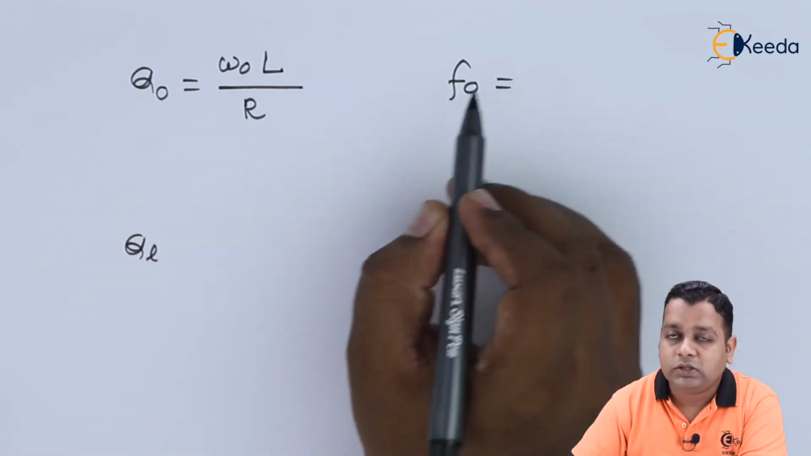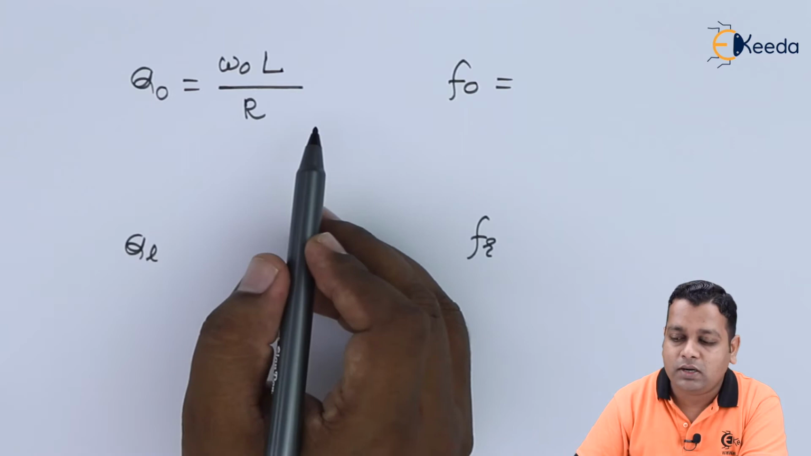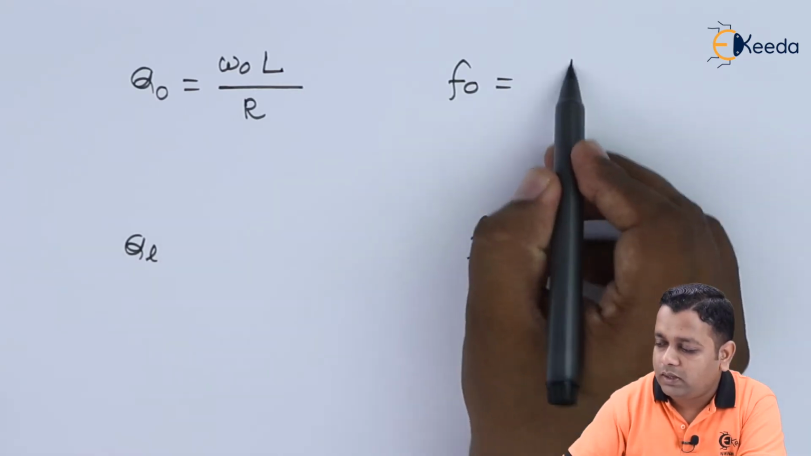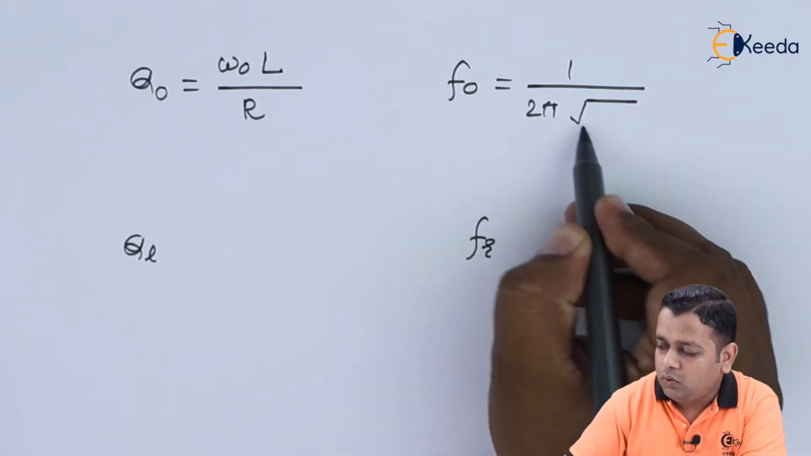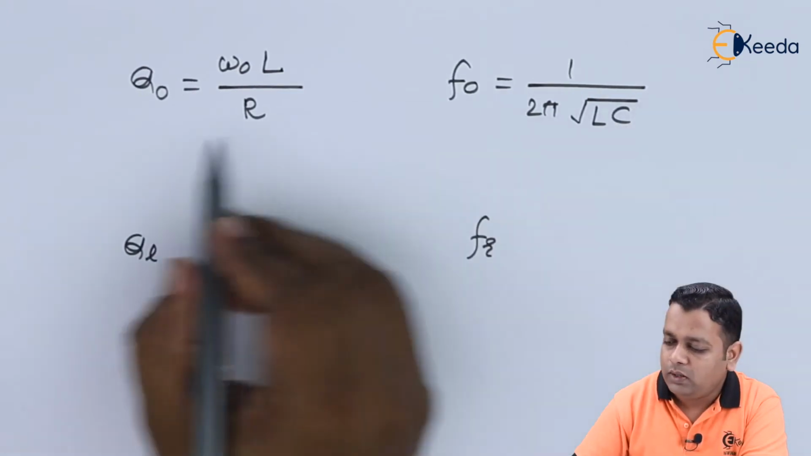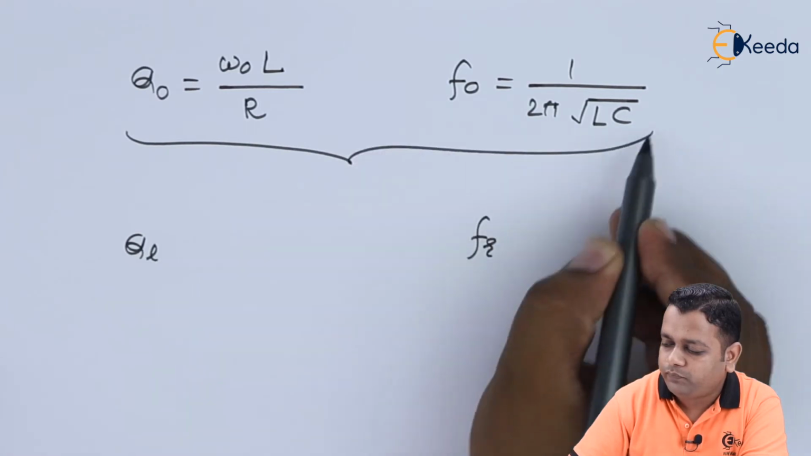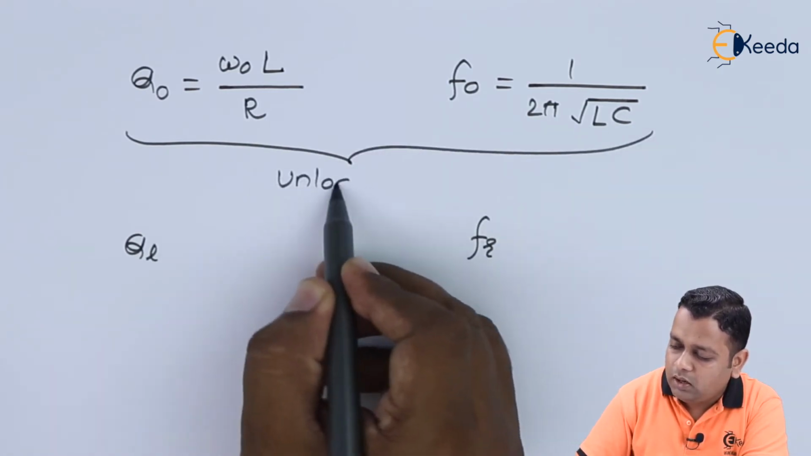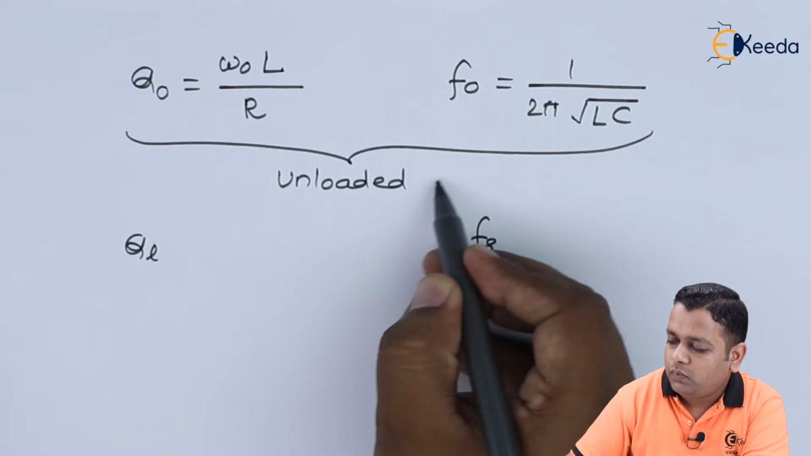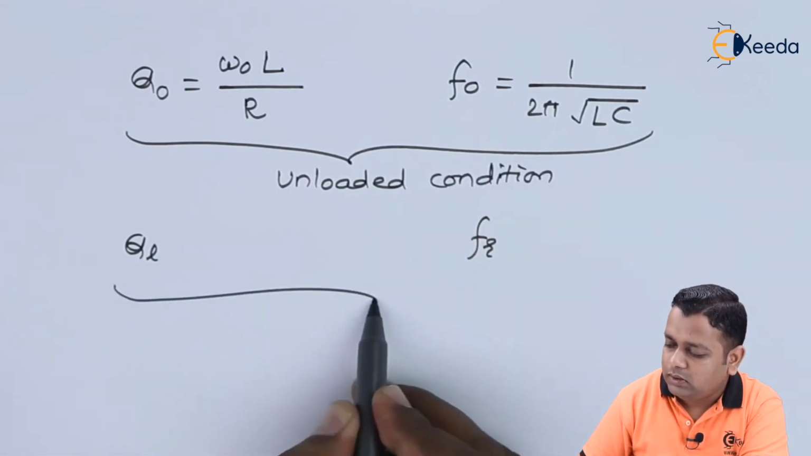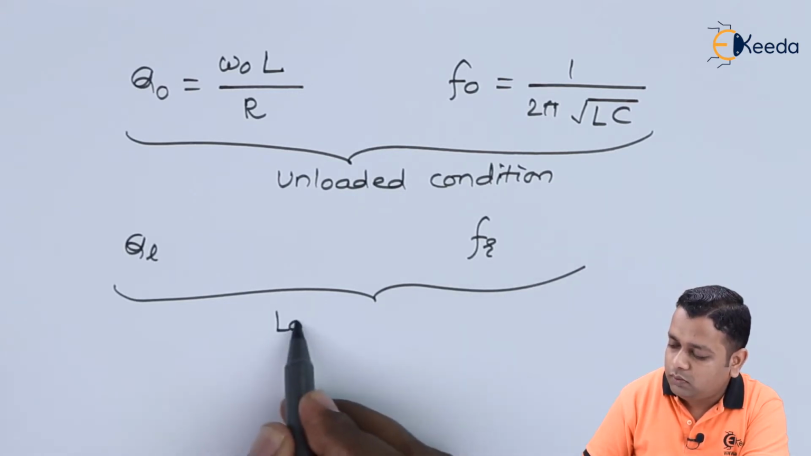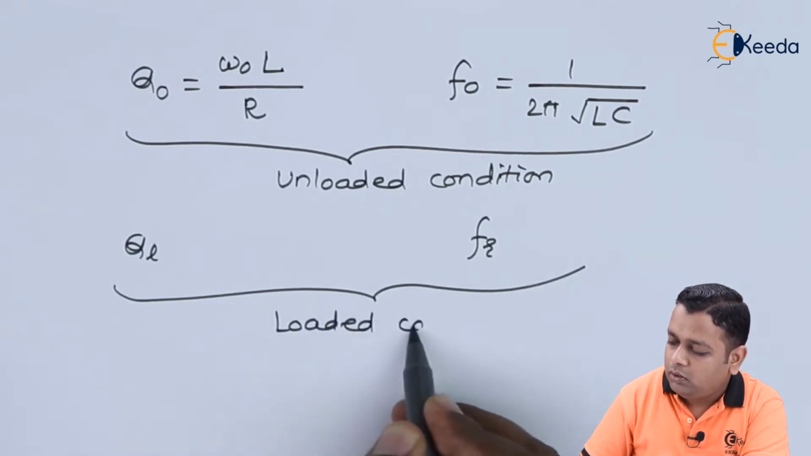Whereas the resonant frequency for the unloaded condition, we can give it by a simple formulation 1 upon 2 pi under root of capital LC here. So I just mention here, this is the unloaded condition, whereas these are the representation for loaded condition. Now let us explore the loaded condition into more details.